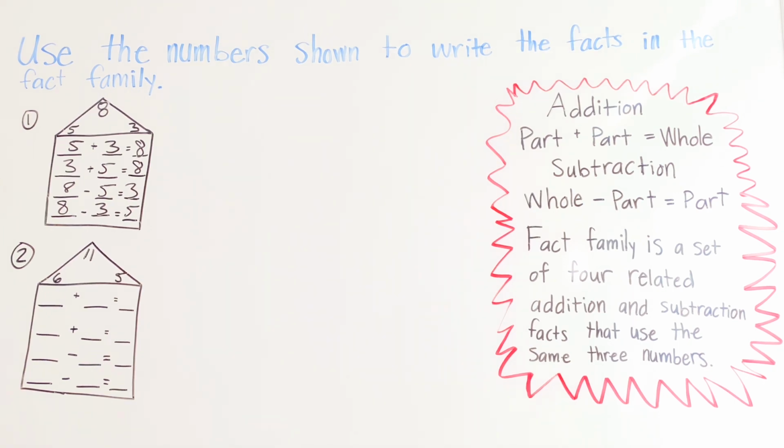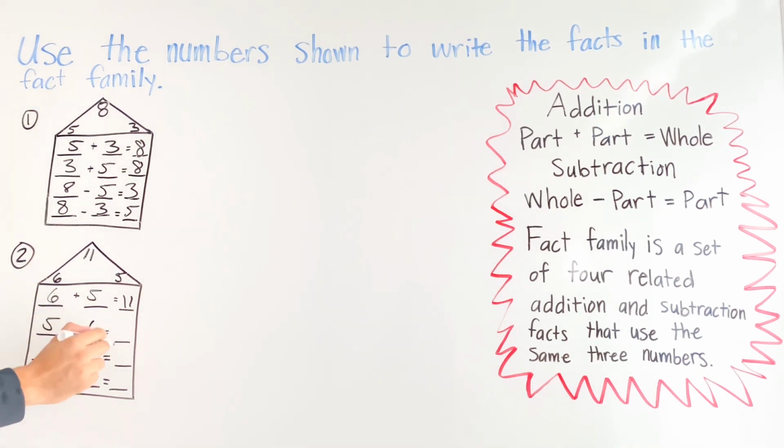Okay, and for number 2, we have 11, 6, and 5. So we're gonna go ahead and do 6 plus 5 equals our whole, which is gonna be 11. And now we're just gonna switch the 6 and 5. We have 5 plus 6, which is gonna give us our whole, which is 11.